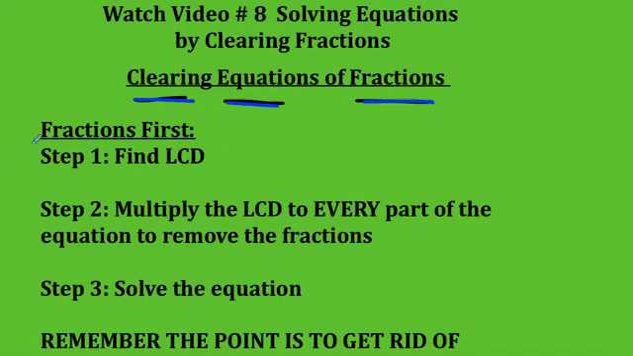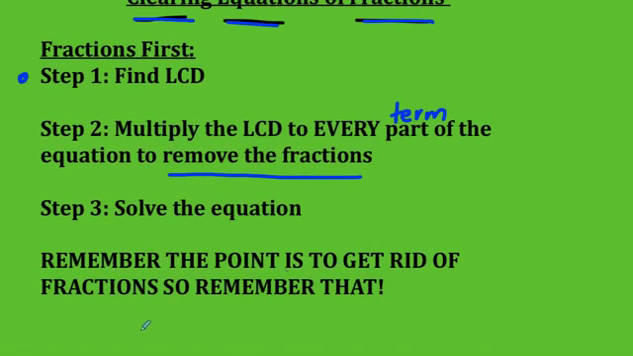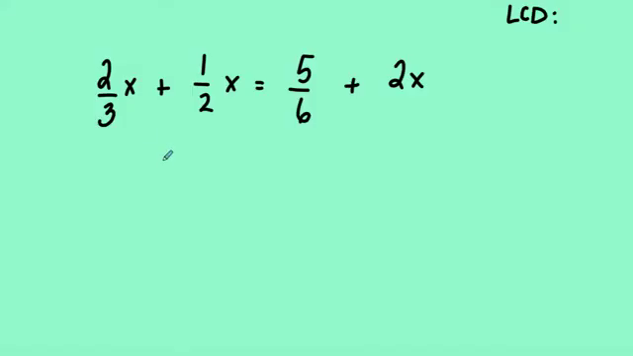So here's a process. First, find the LCD. Then multiply the LCD to every part of the equation, every single term of the equation, to remove the fractions. Then solve the equation. Remember, the point of this is to get rid of the fractions. If you still have fractions in your equation, you didn't clear them. You didn't get rid of them. All right, so here's an example.